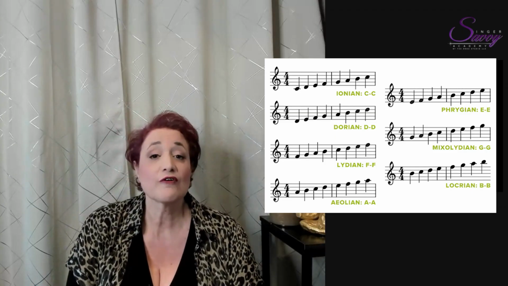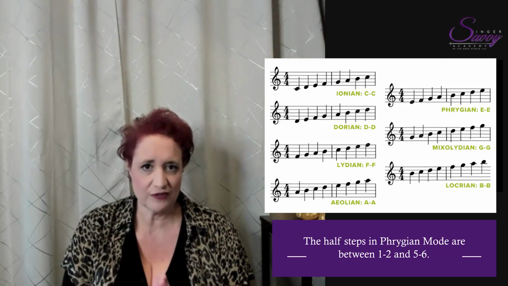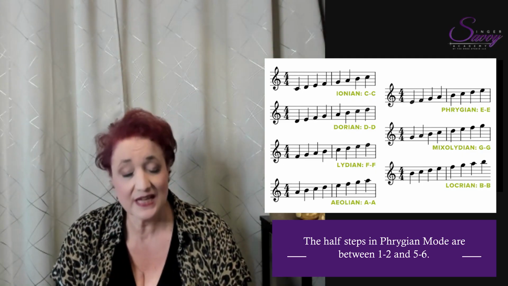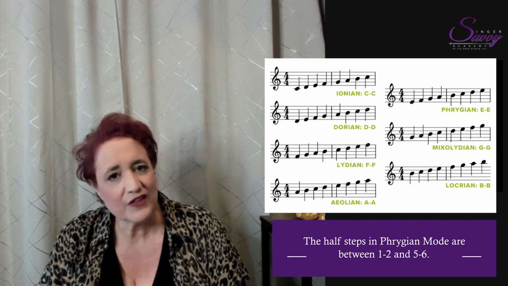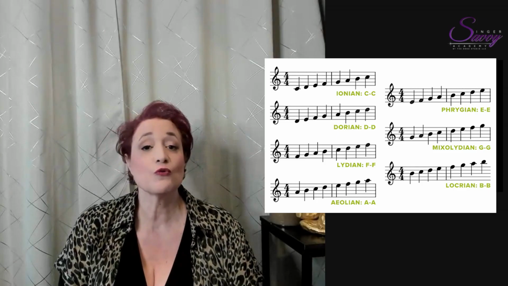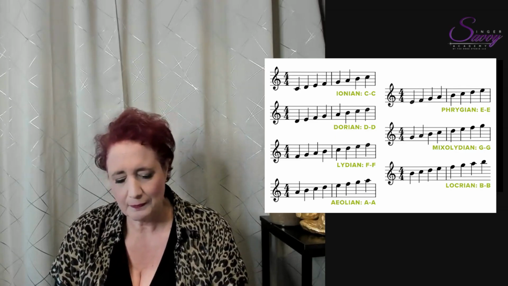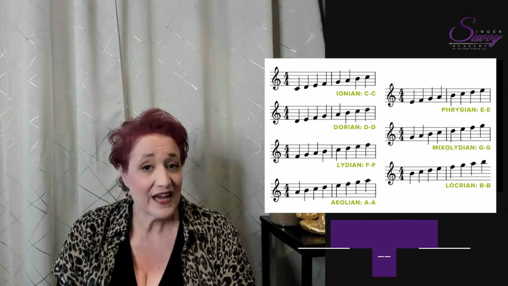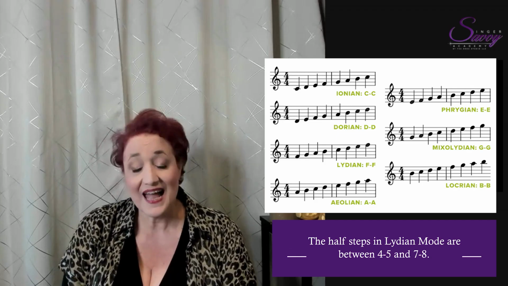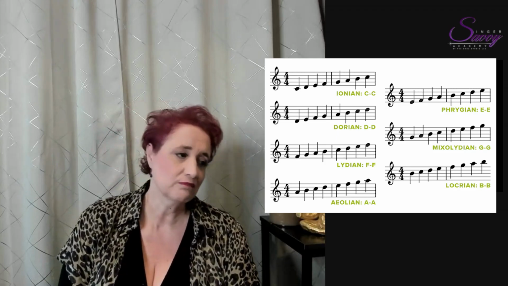The next scale, going from E to E, is called the Phrygian mode. And you will notice that the half steps have shifted again, now between the 1st and the 2nd scale degrees, and between the 5th and the 6th scale degrees. Then the next mode, going from F to F, is the Lydian mode, and that sounds like this. So now we have the half steps between the 4th and the 5th degrees and the 7th and the 8th degrees.